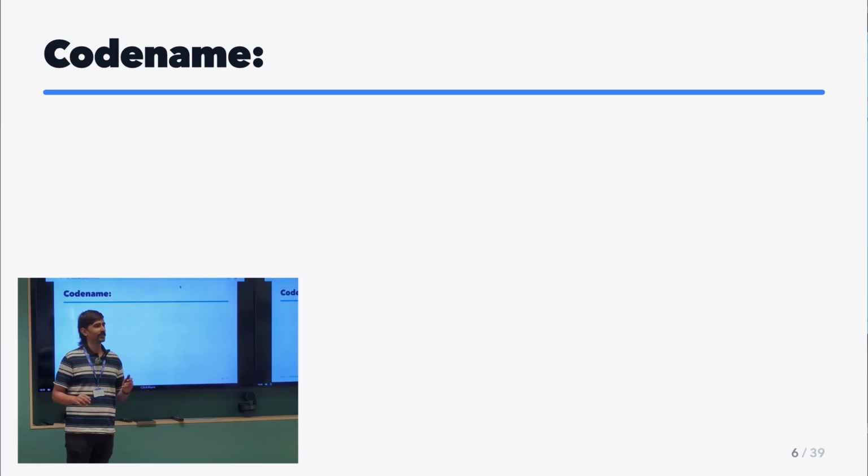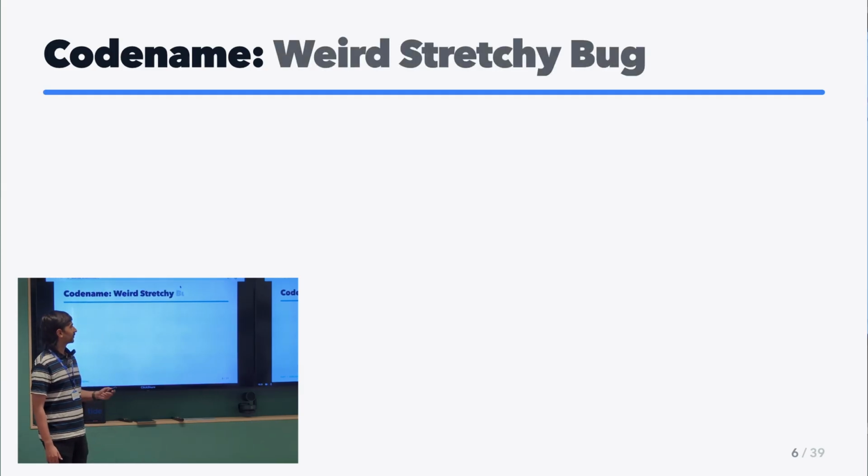So the bug that we are talking about today had an internal code name. It's a very professional code name. It's called the weird stretchy bug. And you're going to find out why we call this name internally. Here's a quick recording of a video reported by QA.